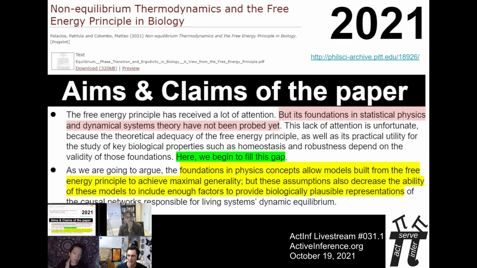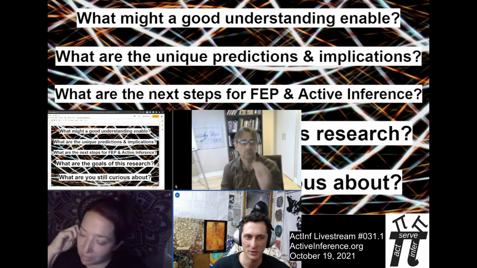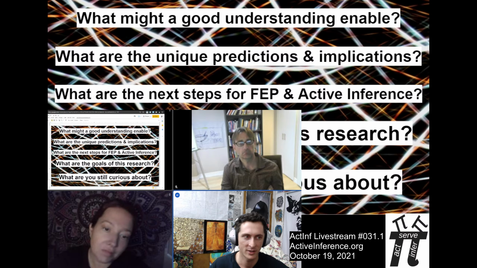So that's a little bit of the recap, and I'll just pull to our closing slide and ask these questions, and then Stephen and Blue, you can give a last thought. What would a good understanding enable? What are the unique predictions and the implications of this research, or of what you thought of after learning about this research? What are the next steps for FEP and active inference? What are the goals of this or your research? And then what are you still curious about? What is your intrinsic motivation that's going to keep you reading these papers and contributing to the discussion? So Stephen or Blue, any last thoughts? Stephen first, and then Blue.